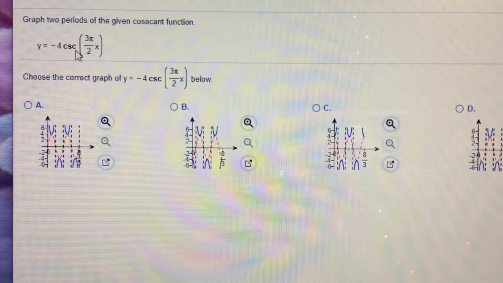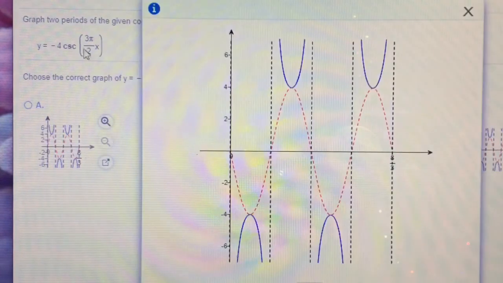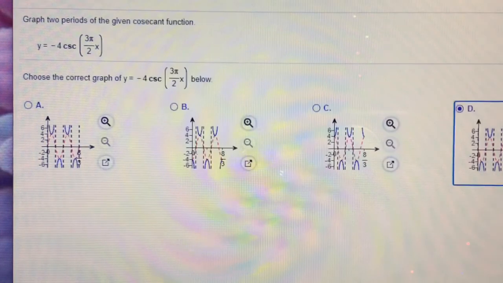Number 9, a cosecant is related to sine. So it has to start at 0, 0. It's a negative cosecant, so it has to go downward. That one starts at, that's a cosine. It has to be choice D. Let's take a look at why. Because it's cosecant, it's related to sine, it's negative, so it's going to be negative sine. Notice the amplitude is negative 4, so it has to be that choice. Choice D.